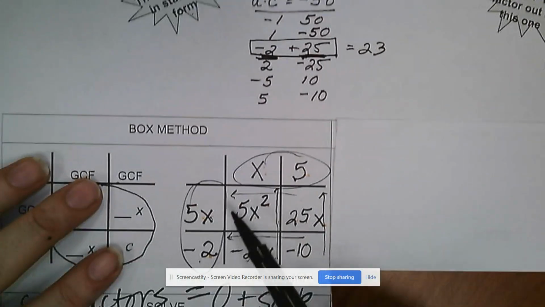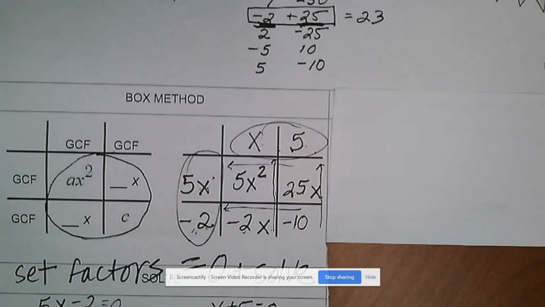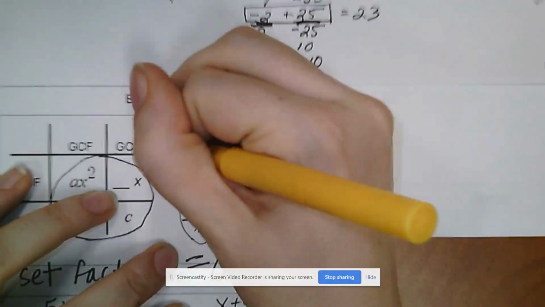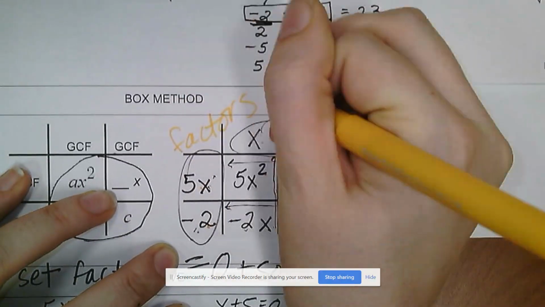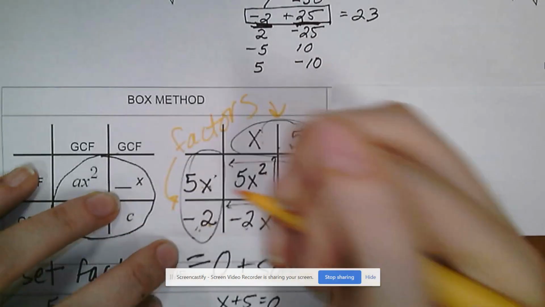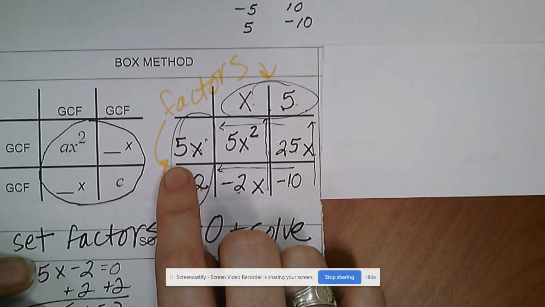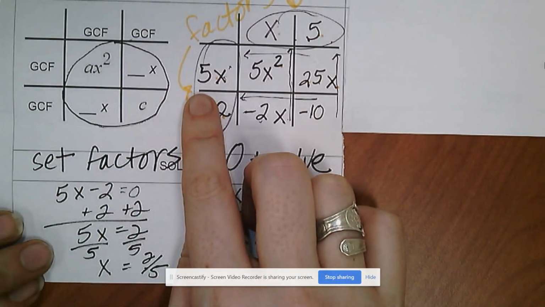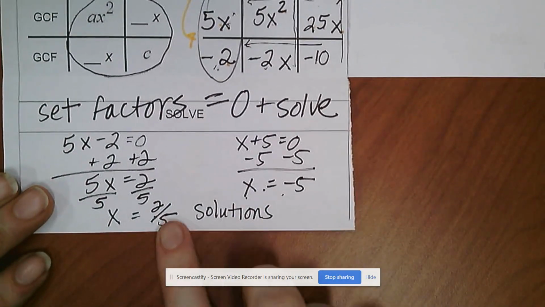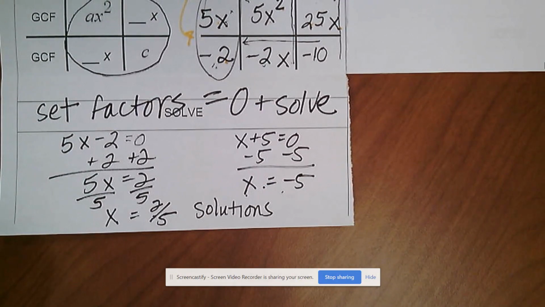When you have these, the 5x minus 2 and the x plus 5, those are what we call factors. Those two binomials are factors. So factors end up looking like this, and solutions end up looking like this. So you're going to go practice that method yourself, and then you're going to come back and you're going to watch a video about factor by grouping.